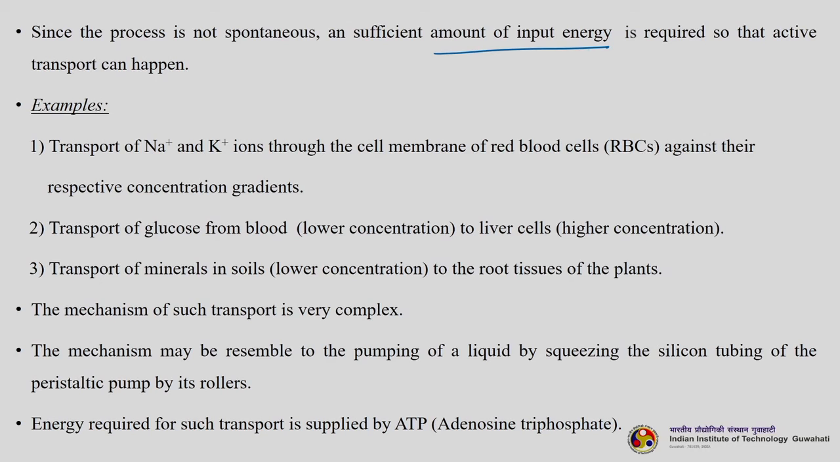Now, there are a few examples I have listed down. The first one is transport of sodium and potassium ions across the cell membrane of red blood cells against their respective concentration gradients. The second is transport of glucose from blood, where it is usually in lower concentration, to the liver cells, where glucose is already present in higher concentration. So, it is against the concentration gradient. Then, transport of minerals in the soil, which are present in lower concentration, to the root tissues of the plants, where the minerals are already present in higher concentration, against the concentration gradient.